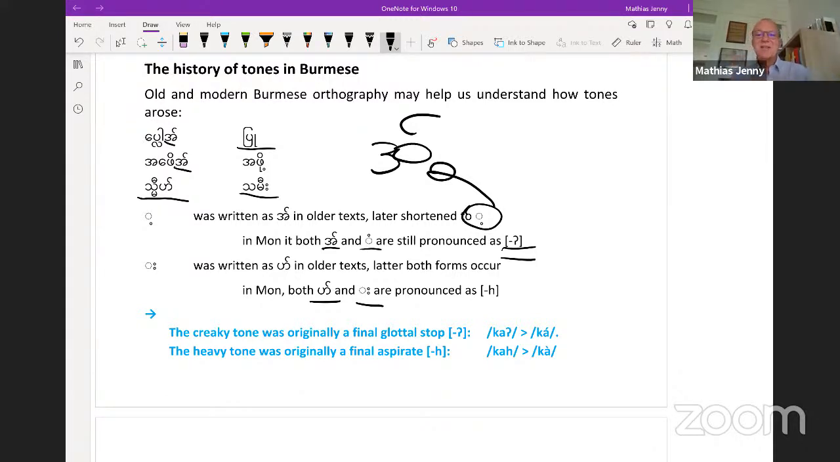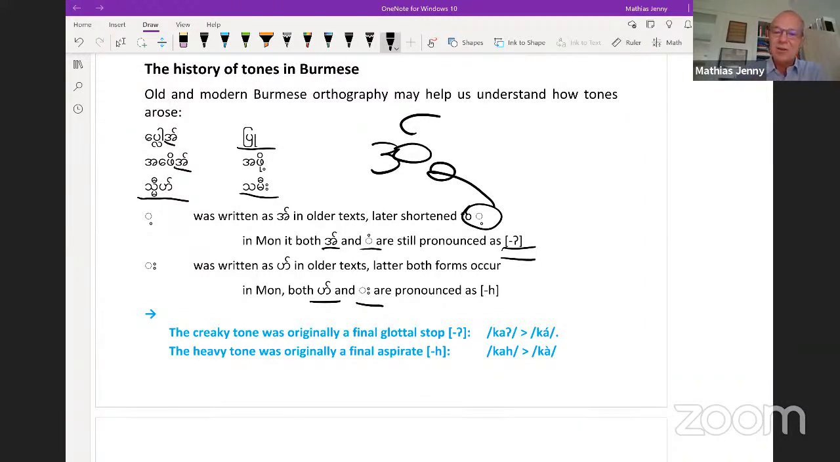So based on this spelling of Old Burmese, we can say we have pretty good evidence that what today is the creaky tone originally was a final glottal stop. So to dance was maybe something like ga, which became later ga.